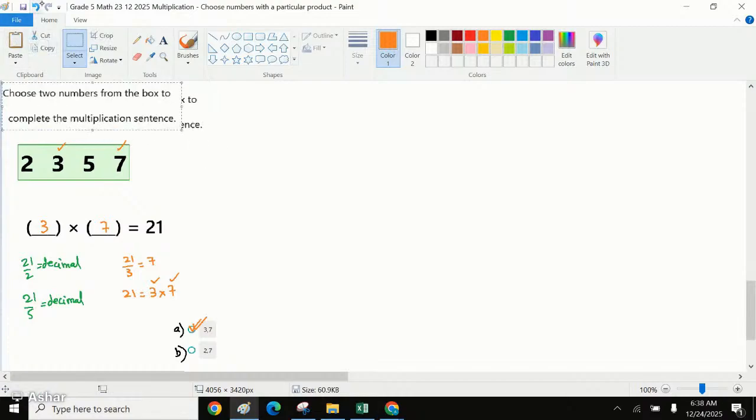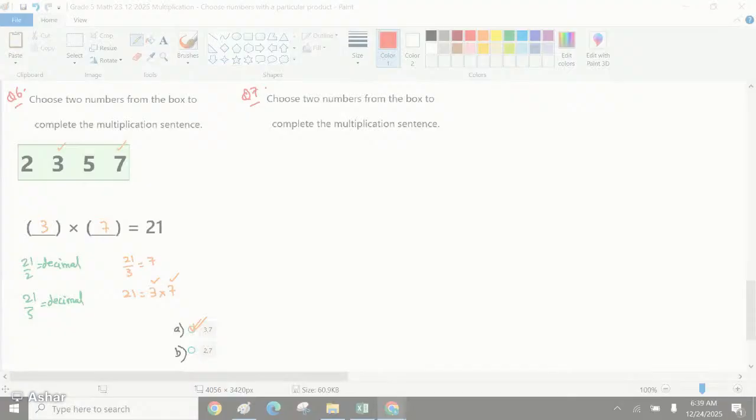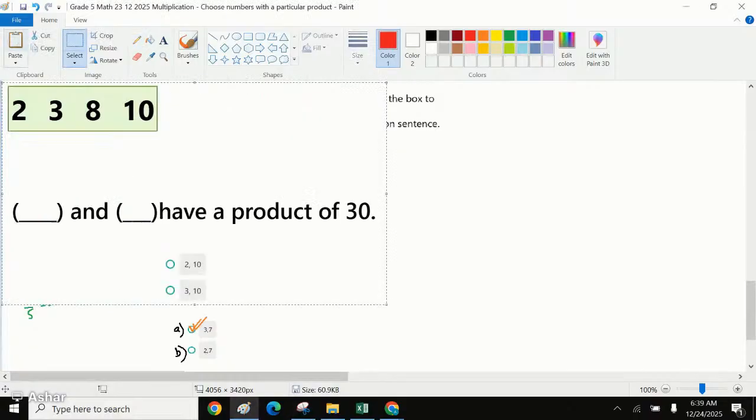Okay, the next question is question number 7. Let's copy down question number 7. When we click on the answer, you need to click on the answer also, right? 3 multiplied by 7 is 21. So the next question we have in line is, the options given are 2, 3, 8, and 10. Let's see what we can make out of this.